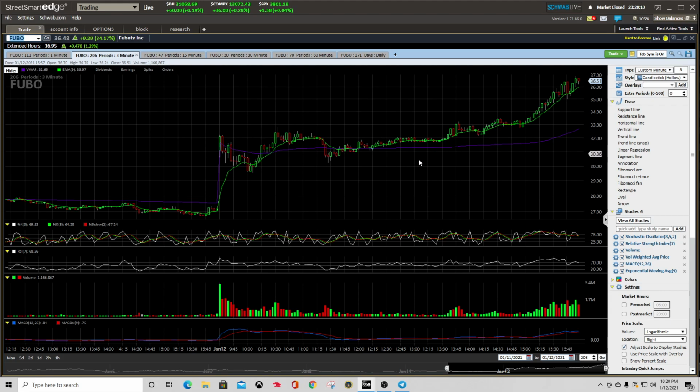Yeah, I could have chased it. I could have FOMO'd into it, but I didn't want to do that. Once I miss my entry, I just let it go. If it sets up again, I'll take another position. But you can see the stock. Let me zoom in.